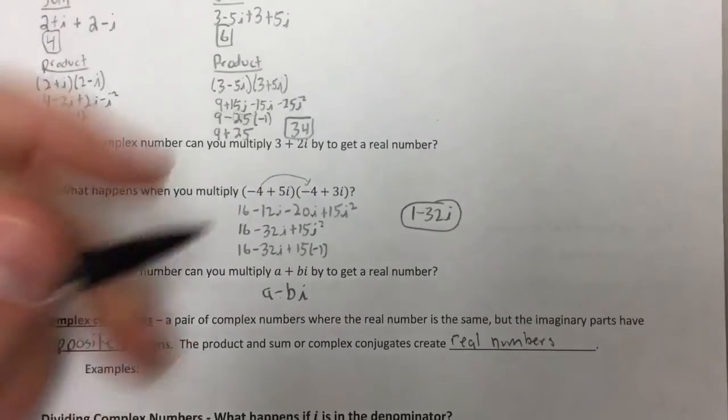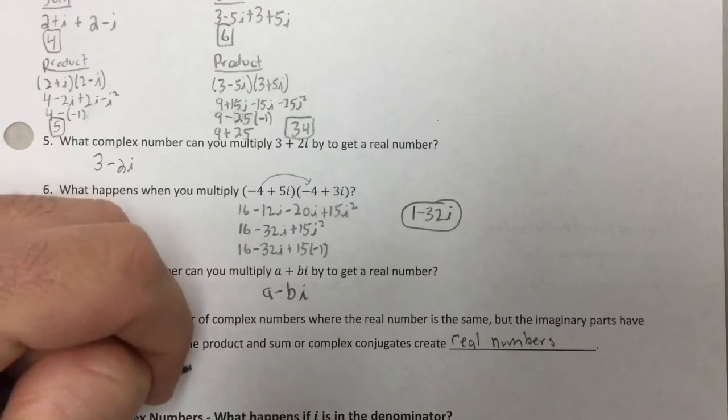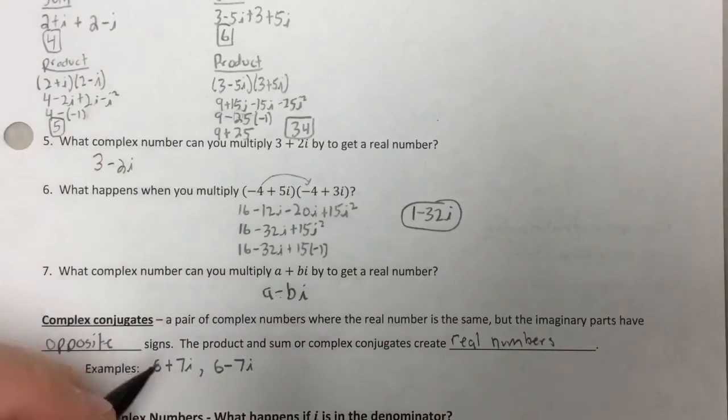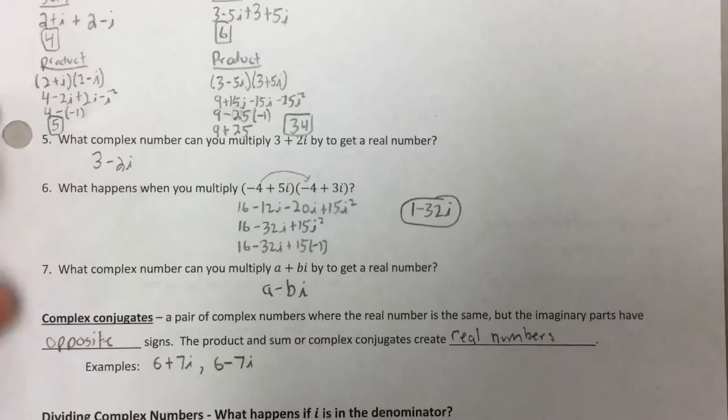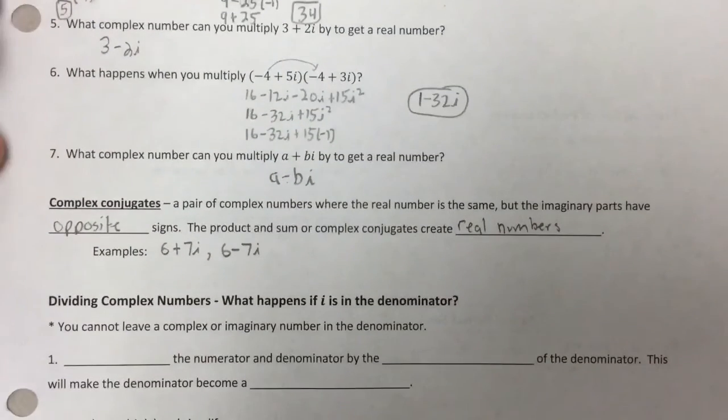So examples of complex numbers, again, you can create anything, 6 plus 7i, and then 6 minus 7i. As long as the real number part's the same, opposite number, imaginary numbers, opposite sign. Those are complex numbers. All right, and then we're going to look at how do you divide complex numbers.